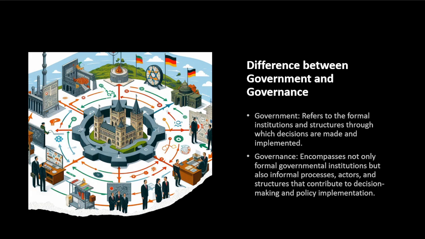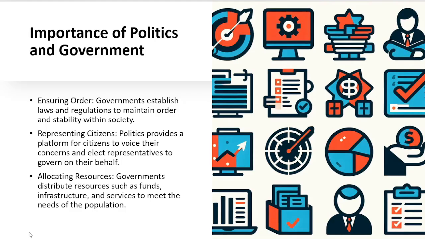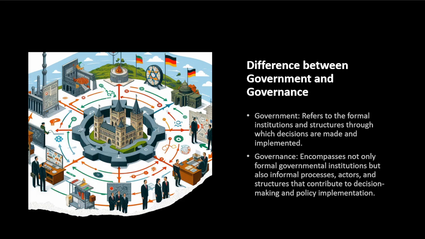Now, what are the differences between government and governance, the idea of governance? While government refers to formal institutions, governance extends beyond to include informal processes. According to our lecture slide here, governance encompasses not only formal government institutions but also informal processes, actors, and structures that contribute to decision making and policy implementation.